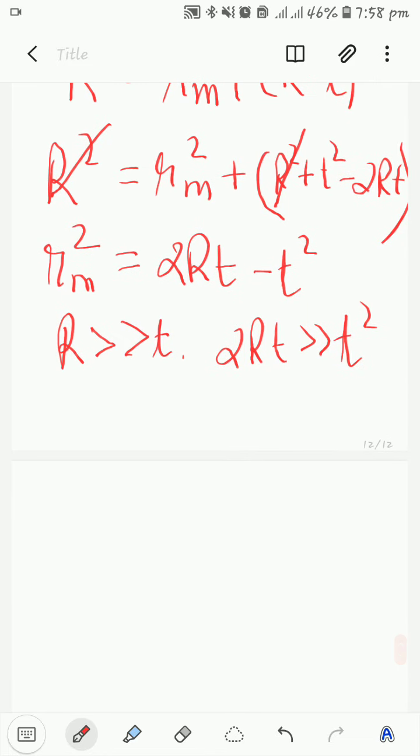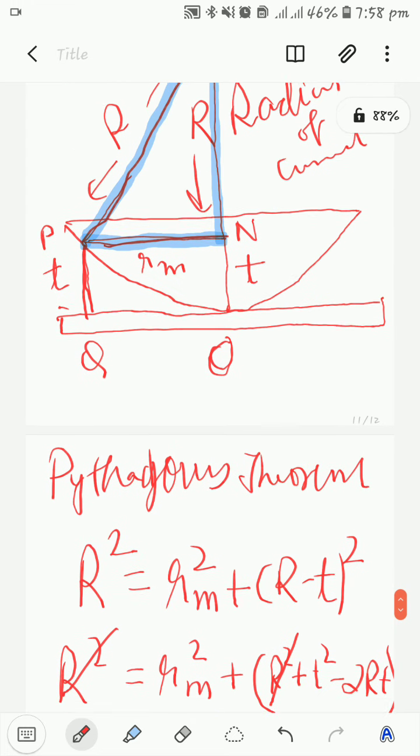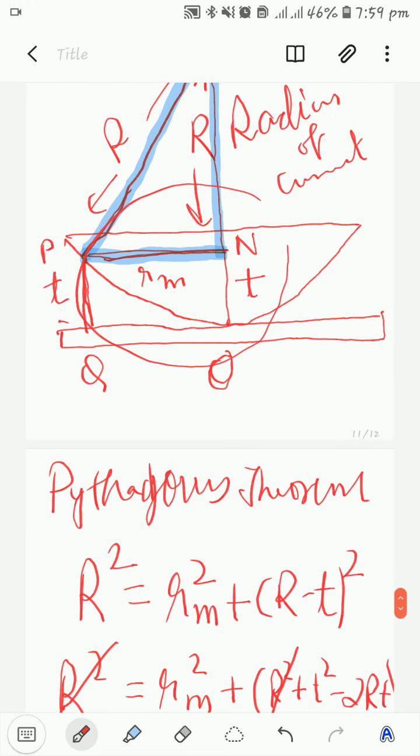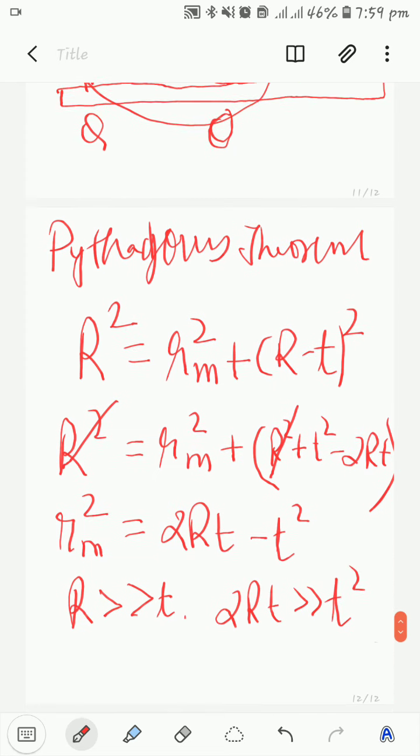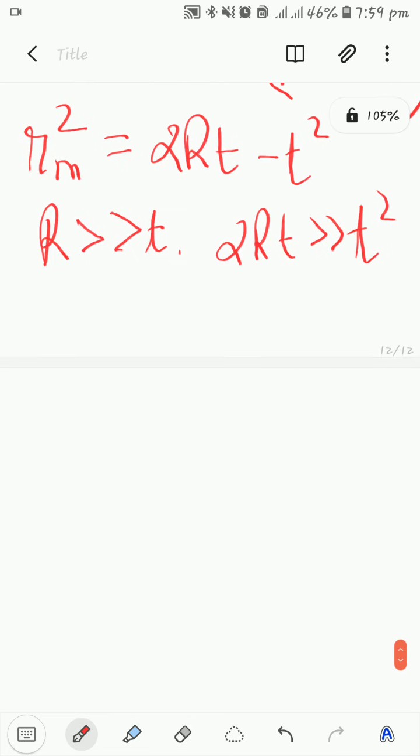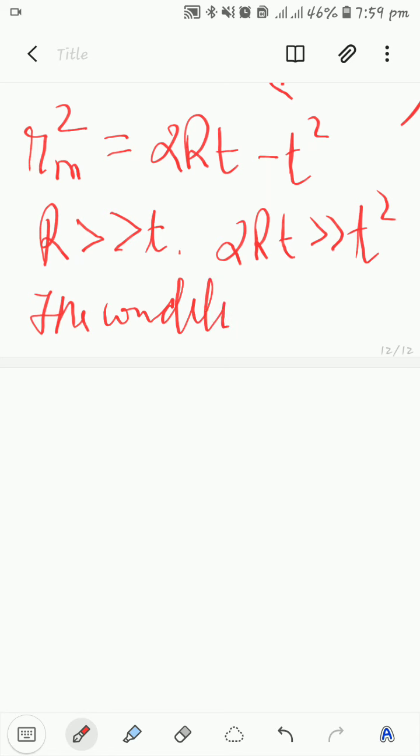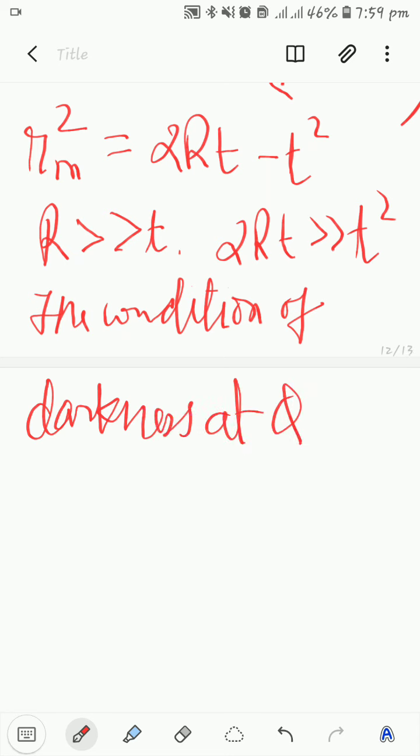Okay, here you are seeing this figure as so large, but the original values of this thickness and all will be very small. So we can consider it. So the condition of darkness at Q will be 2T is equal to m lambda. This is the condition of darkness.